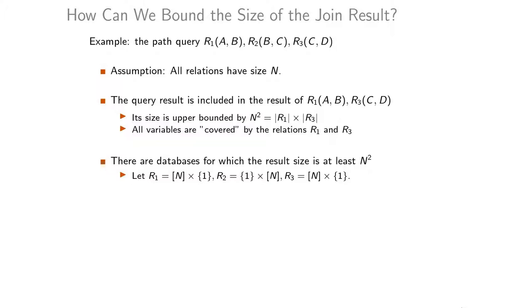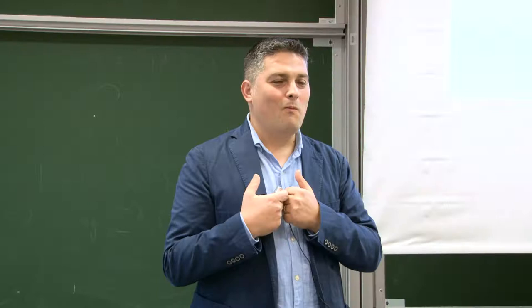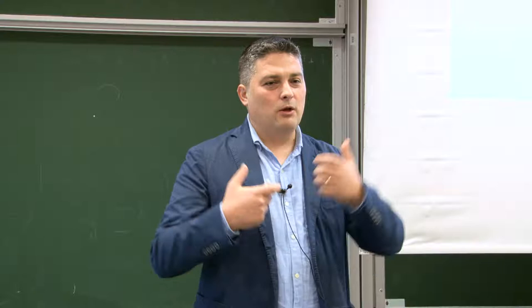We have this path query, A, B, B, C, C, D. Yeah? We say all relations have size n, okay? So how can we give an upper bound for this? Imagine the following. Imagine I take the Cartesian product of R1 and R3, right? So that is also a way I could compute this query. I take R1 and R3, all possible combinations of A, B on one side and C, D from the other side, and I use R2 as a filter so that only those combinations of C, D that appear in R2 should be considered. But if I do this, effectively I get an upper bound of n squared because I combine R1 and R3, and I use R2 just as a filter.